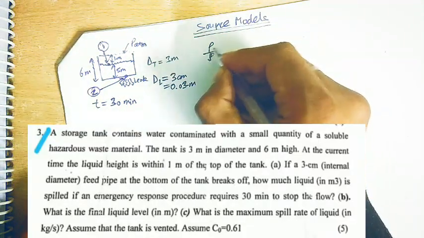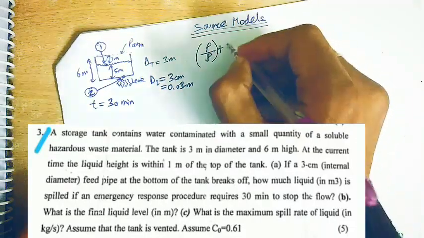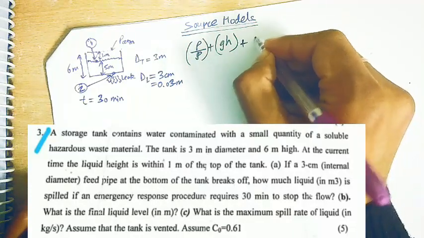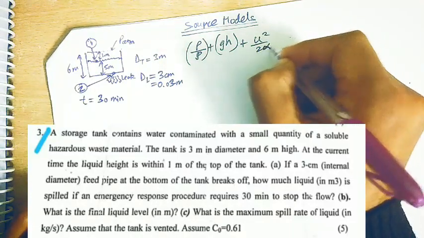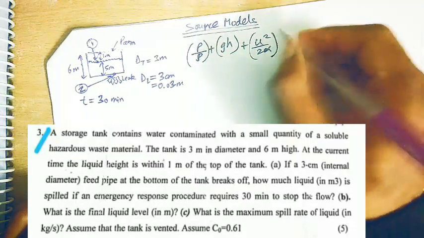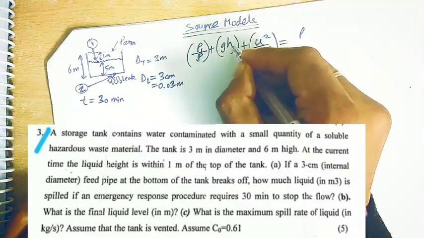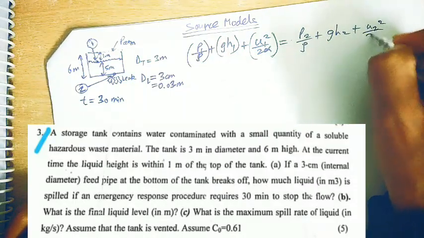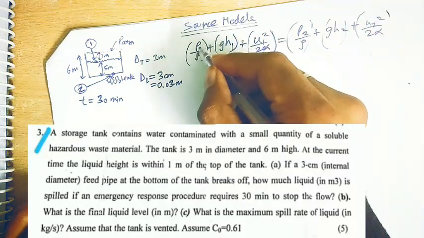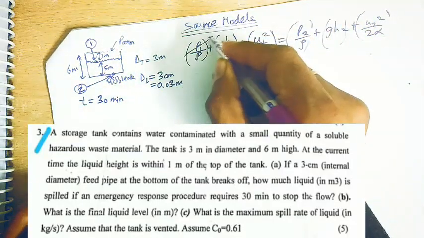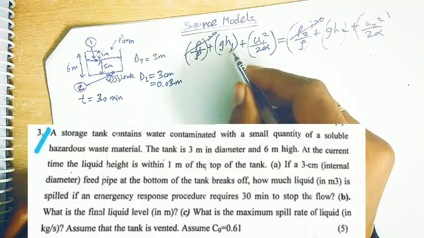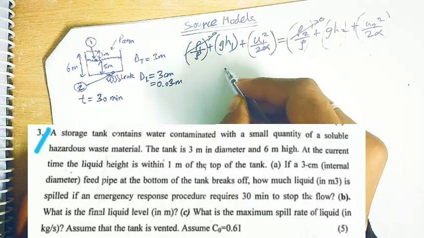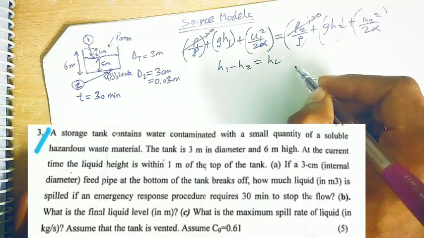So P by rho, this is the pressure term, plus the potential term, gH, plus the kinetic term, U square by 2 alpha. This alpha is the kinetic energy correction factor. So for now, let's say P1, H1, U1 and P2 by rho plus gH2 plus U2 square. Now here we know that P1 and P2 are same, both are at atmosphere, so they will cancel out. And H1 minus H2 will be nothing but the height difference, so let it be HL, the height of the leak.